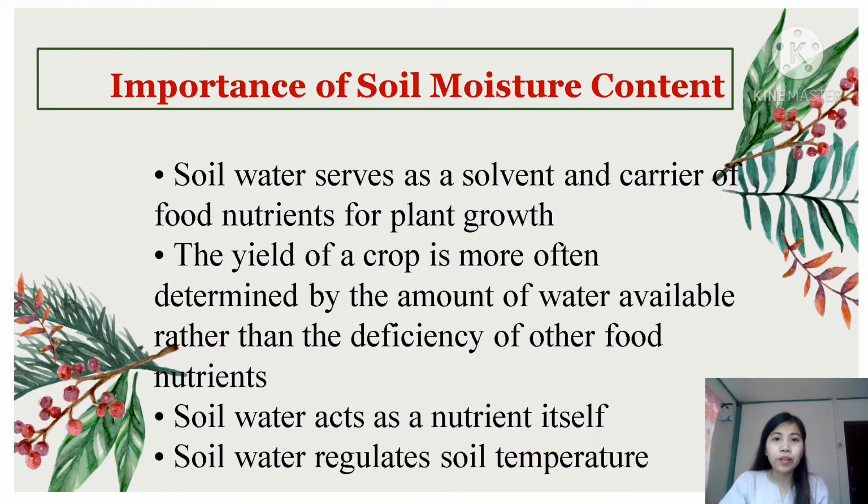These are the importance of soil moisture content. Number 1, soil water serves as a solvent and carrier of food nutrients for plant growth. Number 2, the yield of a crop is more often determined by the amount of water available rather than deficiency of other food nutrients. Third, soil water acts as a nutrient itself. Fourth, soil water regulates soil temperature.